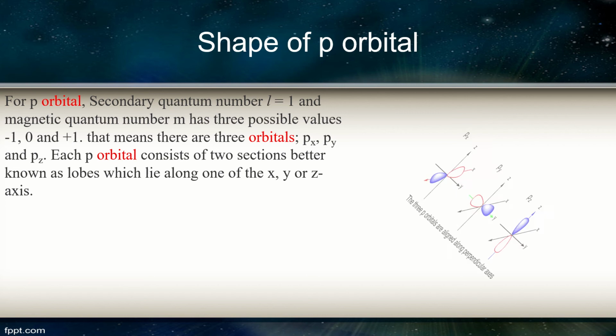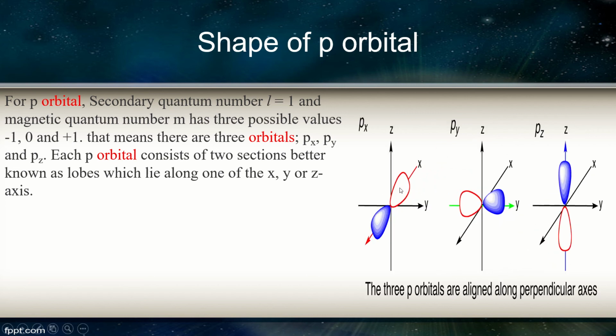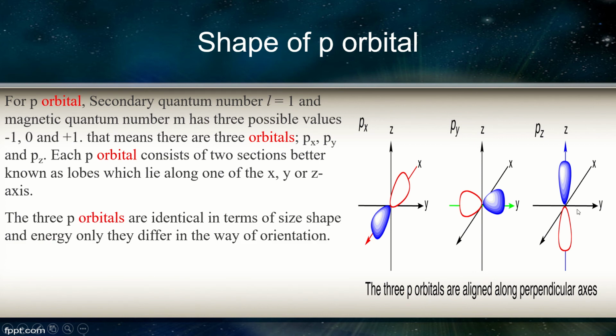Look, this is px, lies along the x-axis. This is py, which is on the y-axis, and this is pz. The 3 p orbitals are identical in terms of size, shape, and energy. Only they differ in the way of orientation. Px, py, and pz are the same size, their shape is also the same, and their energy is also the same, but their orientation is different from one another.